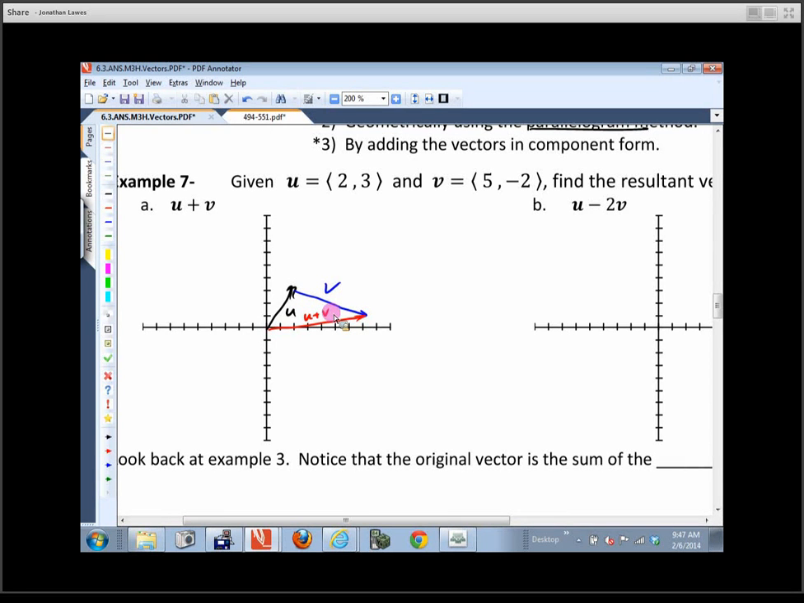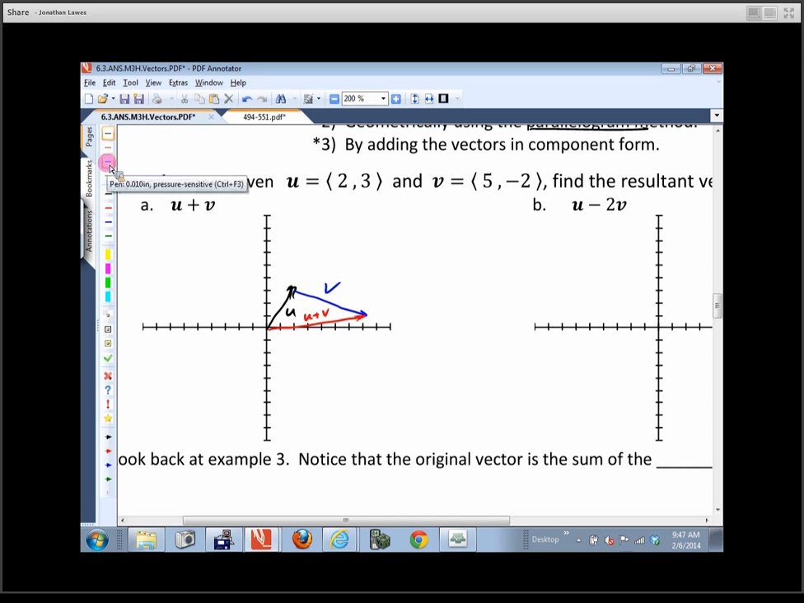Now, geometrically and graphically, we just did that problem. And you have some problems on your assignment that literally say, draw this problem. u plus v. There's u, there's v. This is what I get when I do u plus v. Okay, so that's called the tail to tip method.